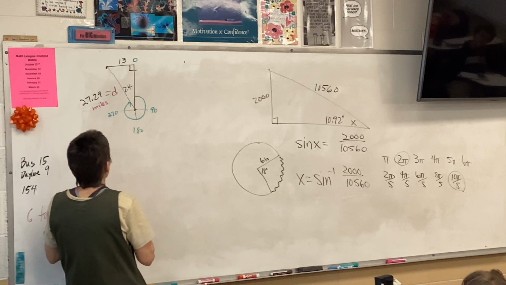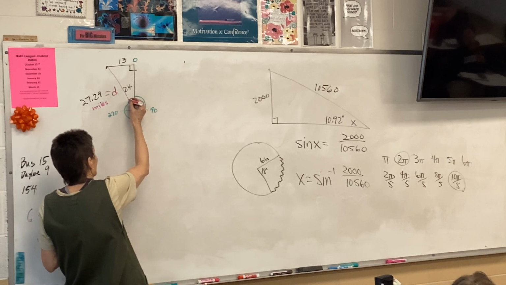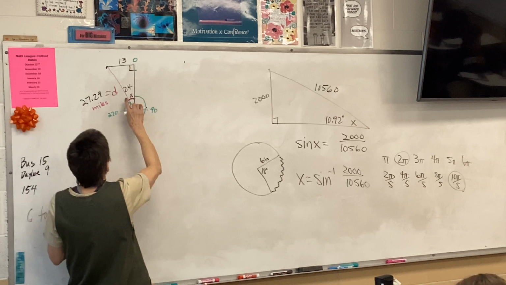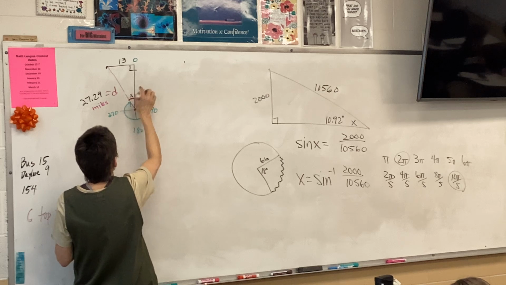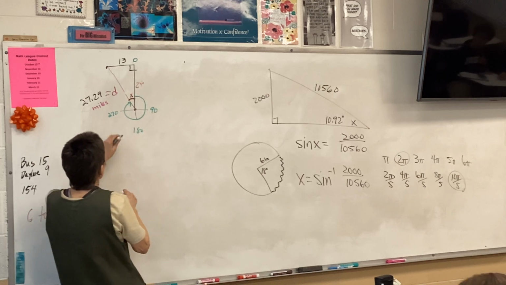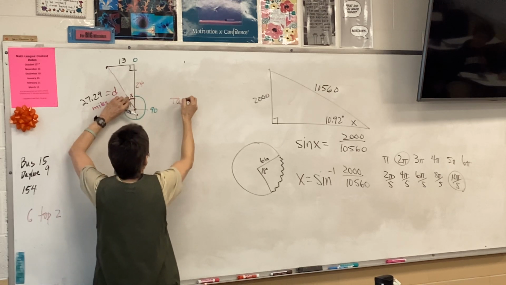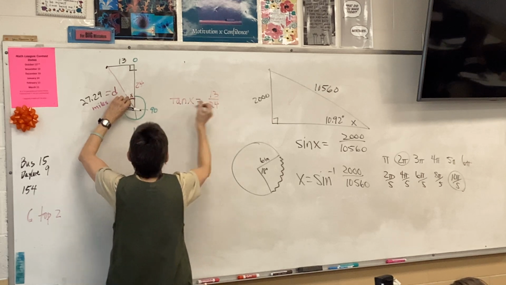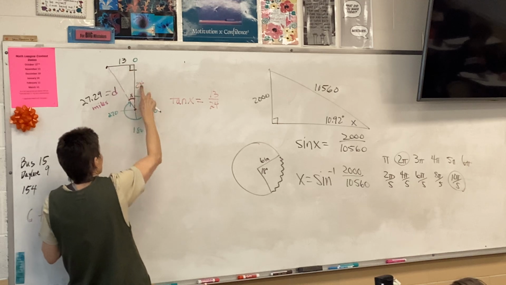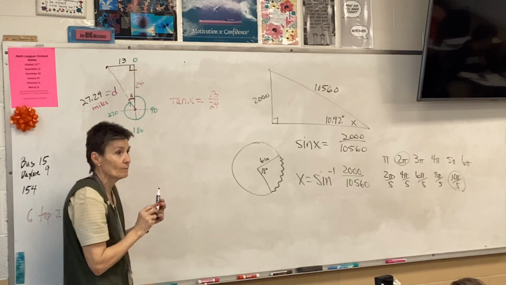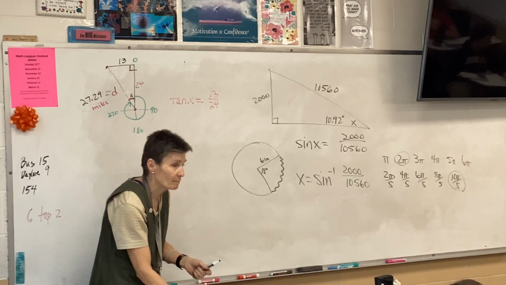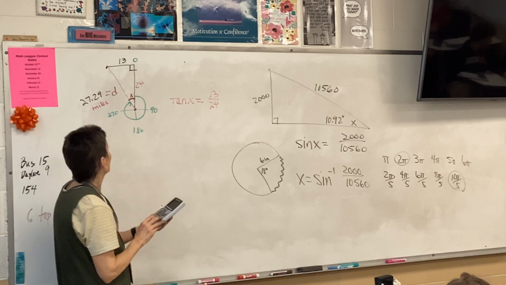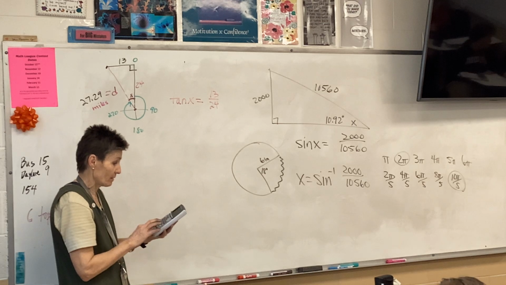So could we find this angle right here? Yeah. All right, let's do that. The 24. Okay, so I'm going to say tan x equals 13 over 24. Tan x equals 13 over 24. Does that make sense to you? What will I type into my calculator? Second tangent, 13 divided by 24.